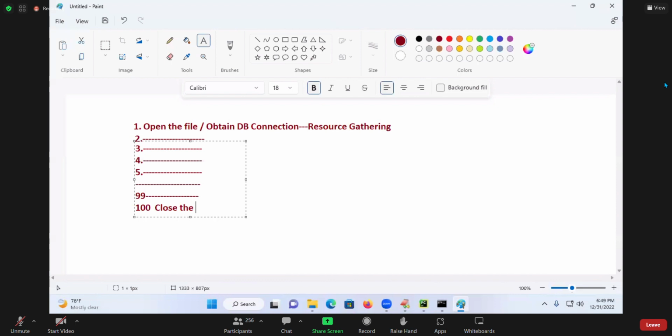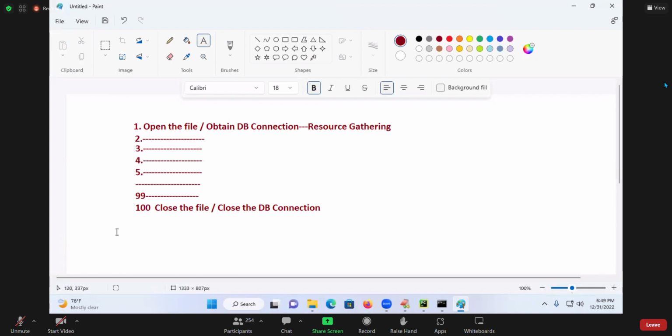In line number 100, once you get the resources, you need to close the resources. Correct? Once I open the file, I need to close my file after completion of the operation. So close the file, or release the database connection. Close the DB connection. I need to take care of that. Are you following, students? So close the database connection.